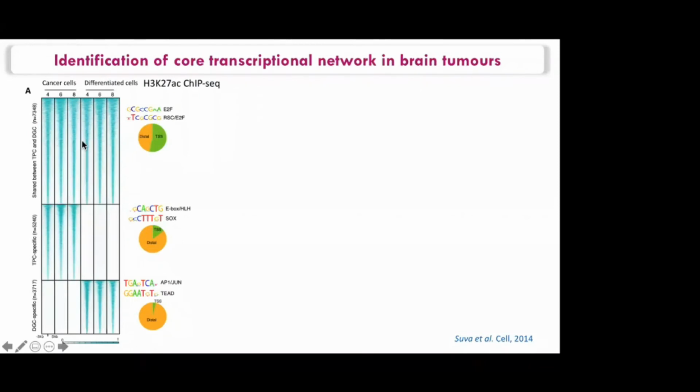So what you see here is a profile for H3K27 acetylation ChIP-seq in cancer cells versus differentiated cells. So obviously you'll have some shared targets between these two different cell types. And there are some tumor specific and there are some differentiated cell specific peaks. So when these authors did a motif analysis on these peaks in tumor cells, they discovered enrichment for SOX transcription factors. So what it suggests is that SOX transcription factors are most likely binding to these regions and maintaining the transcriptional networks in brain tumors.